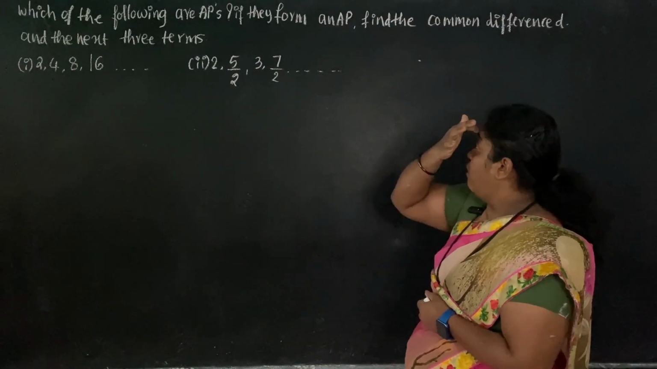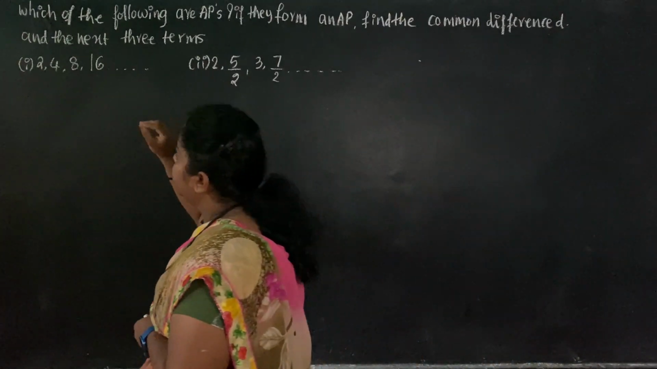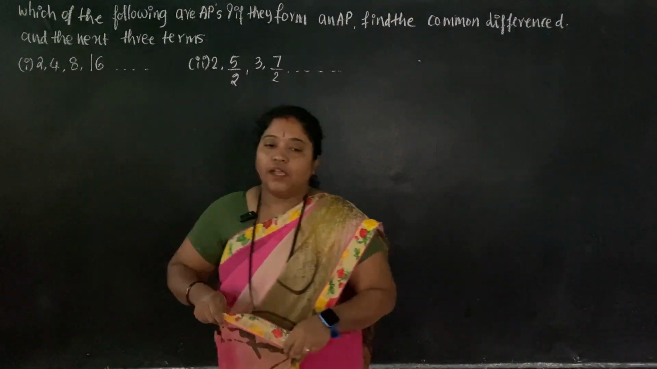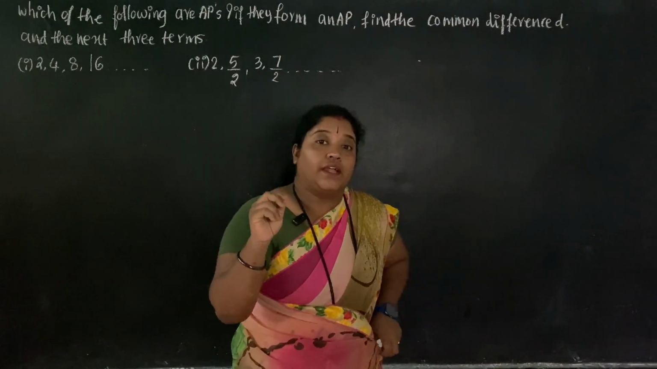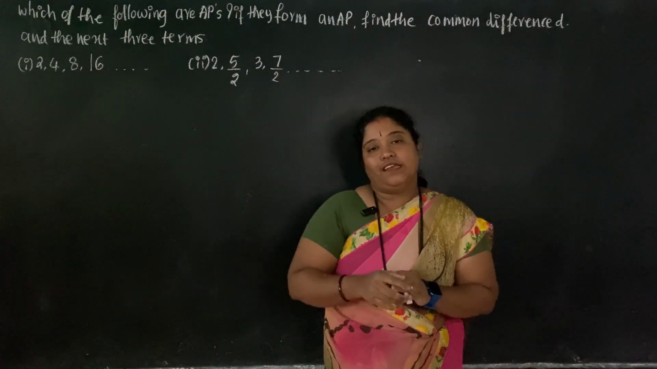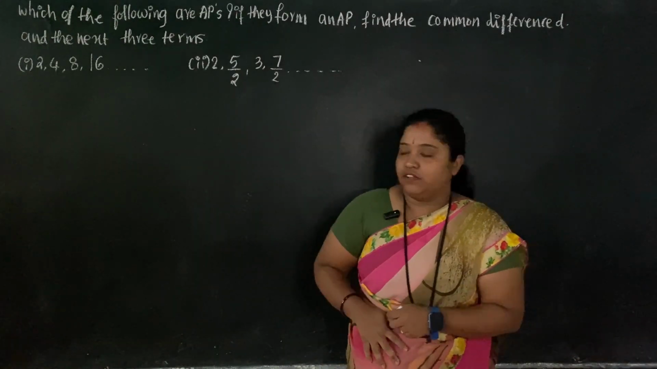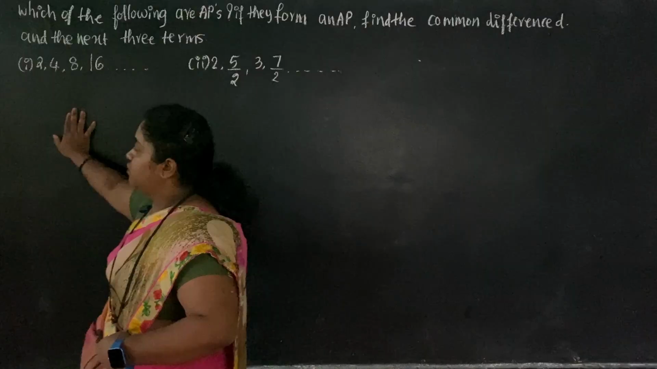If they form an AP, find the common difference and write the next three terms. Okay, so first we need to check whether this is an AP or not. If at all it is an AP, we are going to write the next three more terms and find the common difference. Okay, now we'll go to the first question.